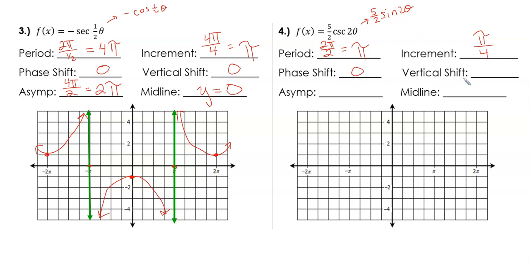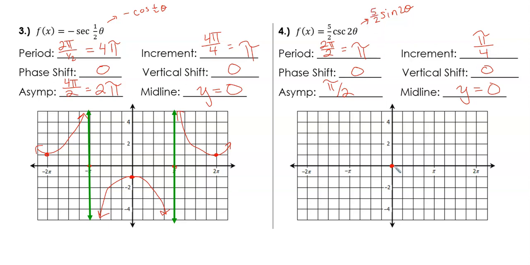Again, we're still not adding and subtracting anything, so our shifts are all 0. My midline's at y equals 0. My asymptote is my period divided by 2, so it's going to be pi divided by 2. All right, so sine graph. Again, we're not shifting left and right, so I know that it starts on my midline. My amplitude is 5/2 here, which is every 2.5.